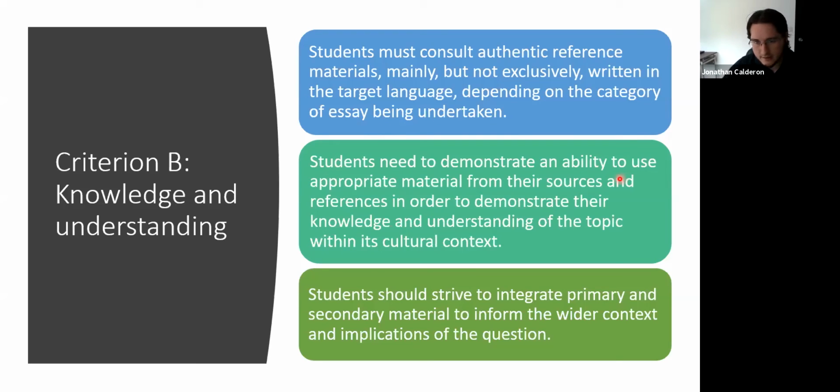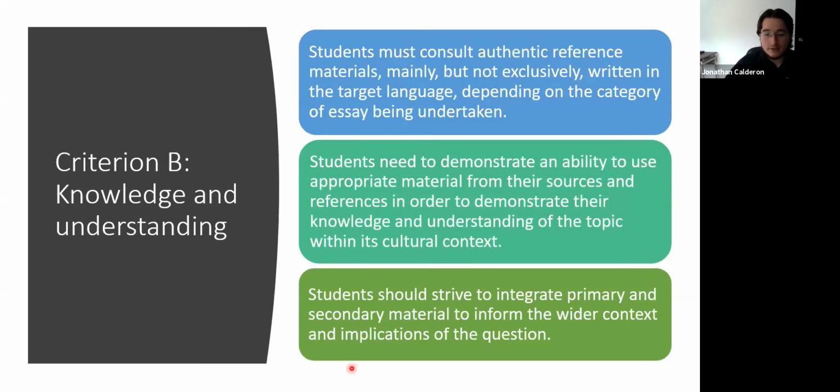It says here that students need to demonstrate an ability to use appropriate material from their sources and references in order to demonstrate their knowledge and understanding of the topic within its cultural context. So what does this mean? It doesn't mean filling the extended essay with quotes, okay? It's about using those quotes. So if you're going to use the definition of character, why are you using that definition? It's not just to fill in words, not just to get to the 4,000 words and that is it. No, no, no. Why are you using this source? What does it give to your point?